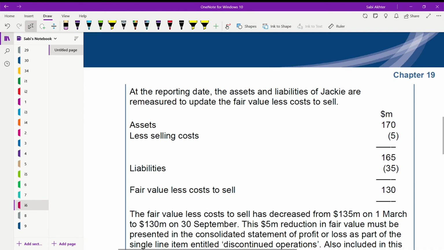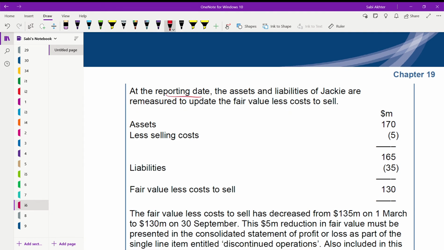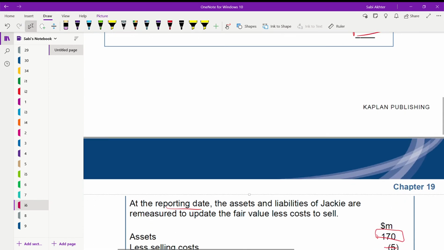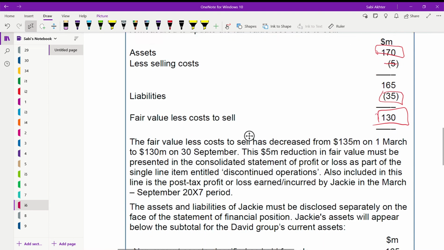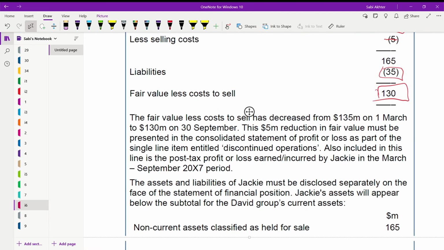But at the reporting date, asset and liabilities, you have to change it. Because asset now became 170, this remained same 5, and liabilities became 35 instead of 40. So here it is 130. If you see, from the beginning it was 135 and here it's now 130. It fell down by 5, right? So it decreased from 135 to 130. How are you going to deal with this decrease?